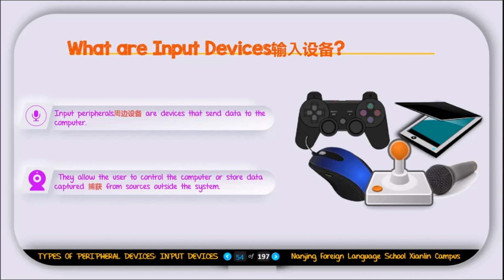These devices allow the user to control the computer or store data captured from sources outside of the system. What does it mean to capture data from sources outside of the system? For example, a microphone captures our sound and then sends that sound to the computer. This means it captures data outside of the computer and sends that data to the computer. Then the computer can process that data, and we can do different things with it. This is the definition of peripheral devices and input peripheral devices specifically.